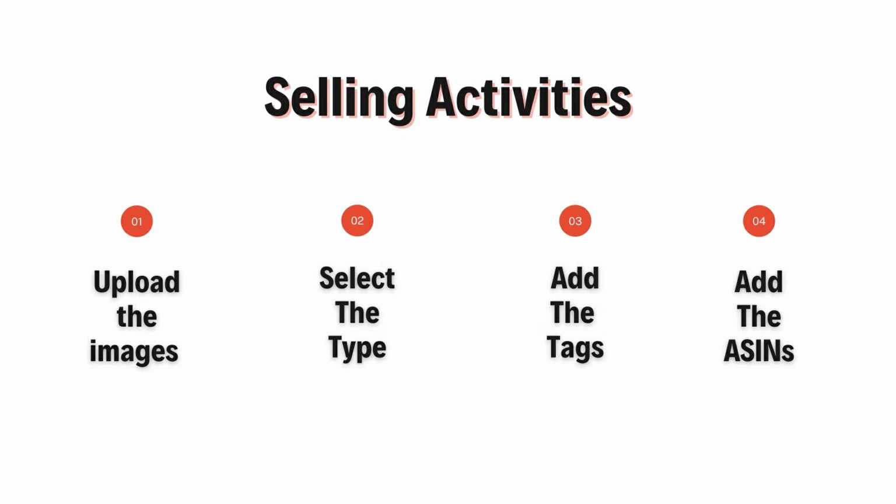Number 1, upload the image. Number 2, select the type. Number 3, add the tags. And then 4, now add the ASINs.